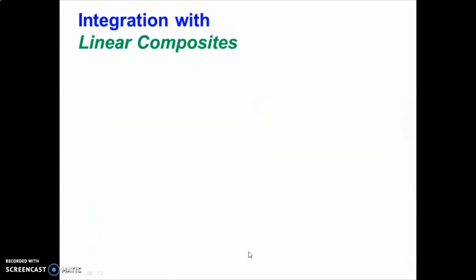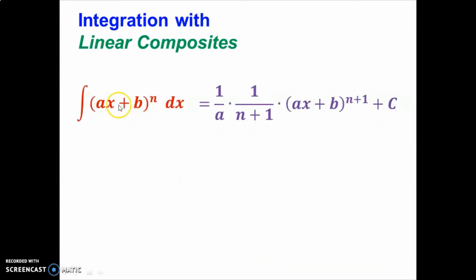We also looked at integration with linear composites, the idea of having a linear function composed with another function, so a linear function within another one. So here we have a power function with a linear one inside, and the rule there was we take our linear part, and to account for that, in our integral, we multiply by 1 over the coefficient in front of the x. And otherwise, we just apply the power rule. Add 1 here, multiply by 1 over that new power. But that 1 over a accounts for the linear portion.